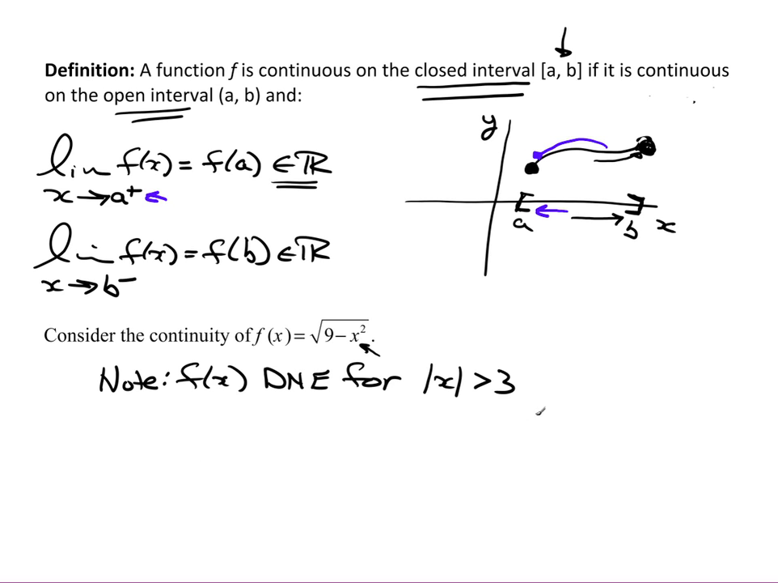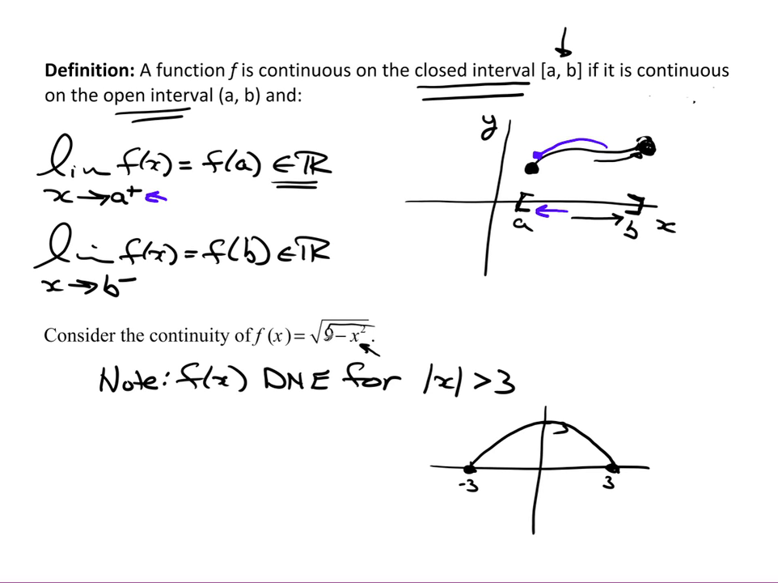And if I were to graph this, it would come out to negative 3 and 3. See, when x is negative 3, I get 0. When x is 3, I get 0. When x is 0, I get square root of 9, which is 3. And this actually looks like this.